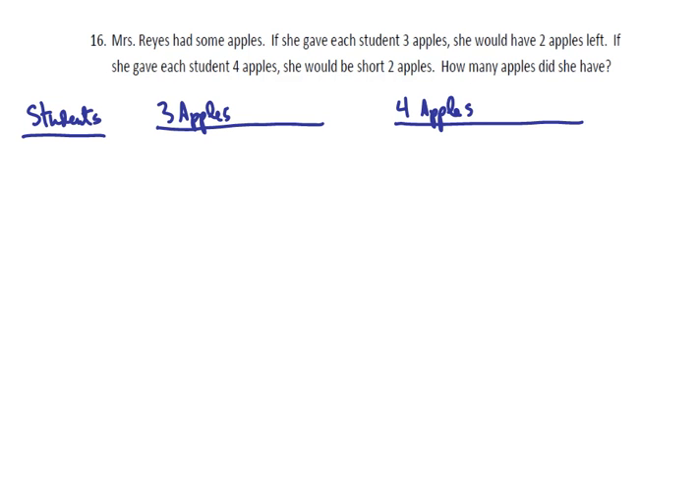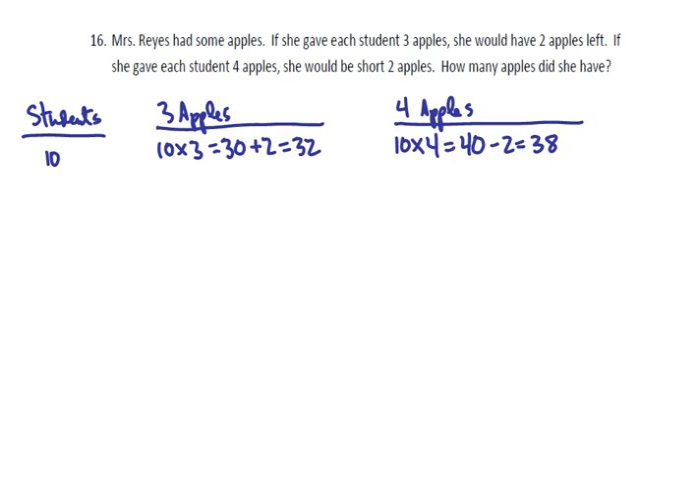So, how many students did she have? Let's say she had 10 students. She gave them each 3 apples, and that would be 30, and she would have 2 left over, so she would have had 32 apples to start. If she had 10 students and she gave each one 4 apples, she would need 40, she would be short 2, so she would have had 38 apples in that case.